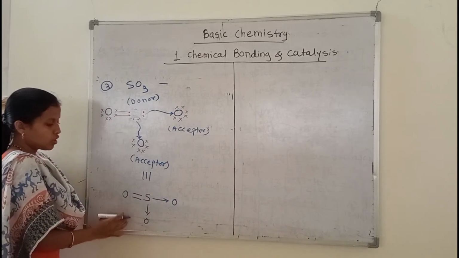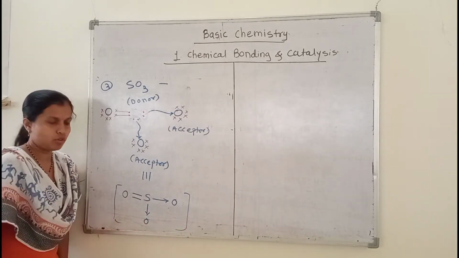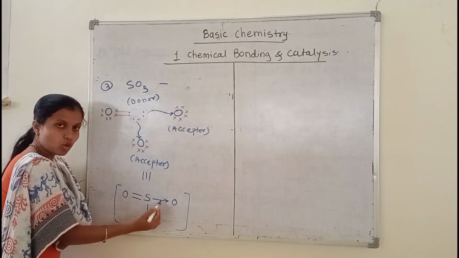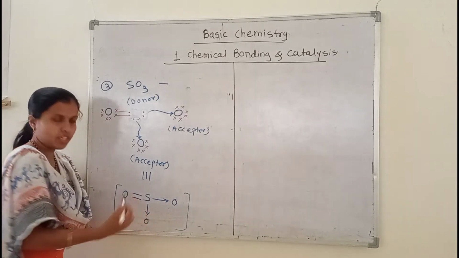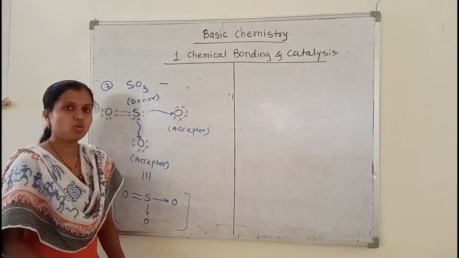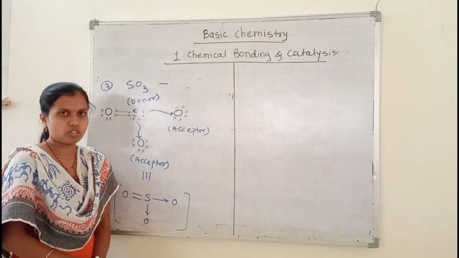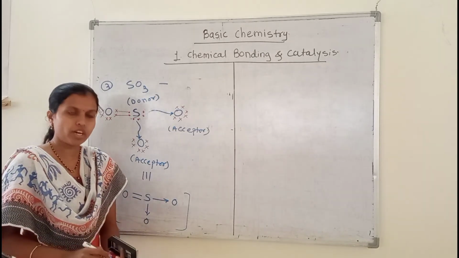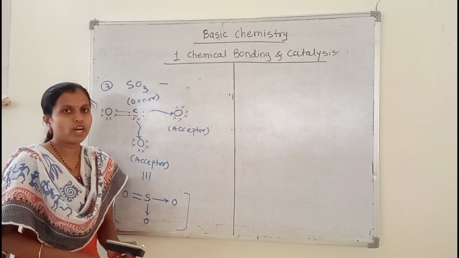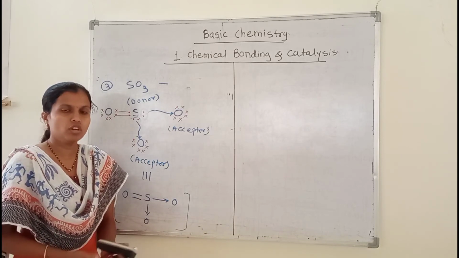In that manner the sulfur trioxide molecule will be produced, and 2 separate dative bonds, or 2 separate coordinate bonds, are formed here. Okay, so this is the third example we explained for the formation of coordinate bonds. Other examples can also be shown, such as the hydronium ion formation and the sulfur dioxide molecule formation.